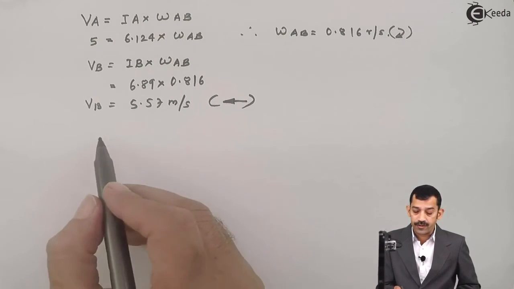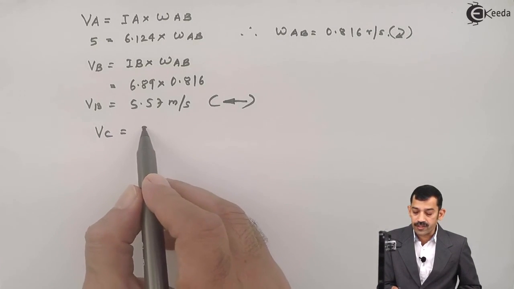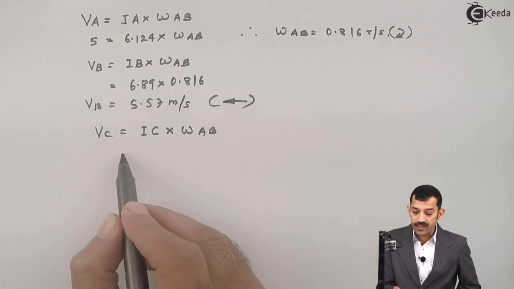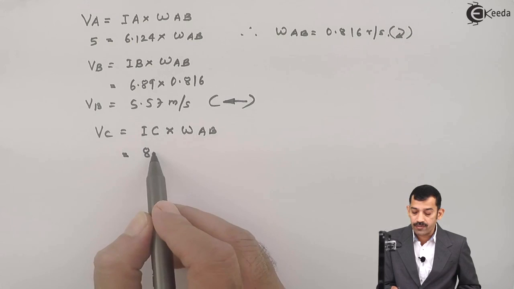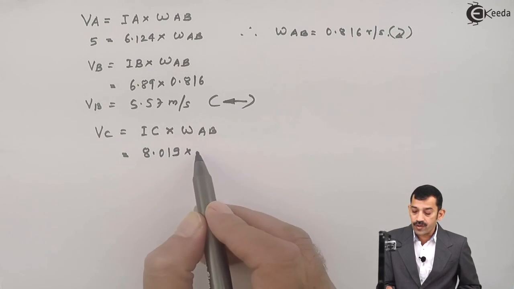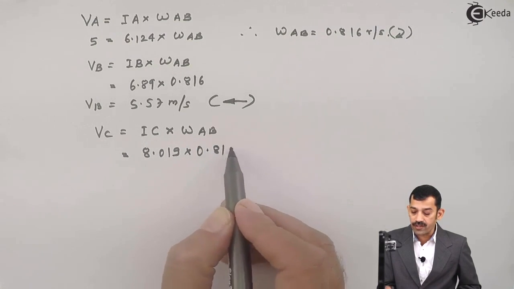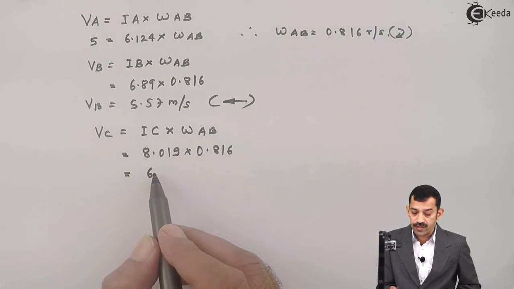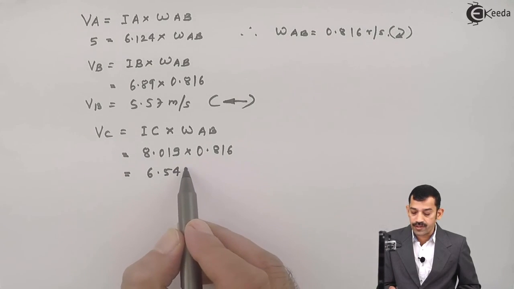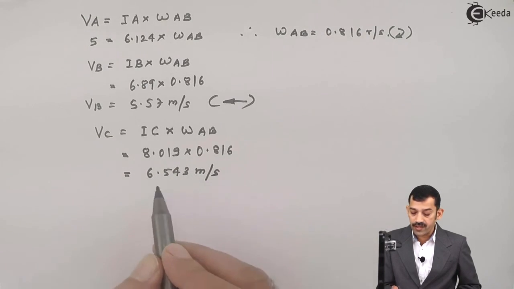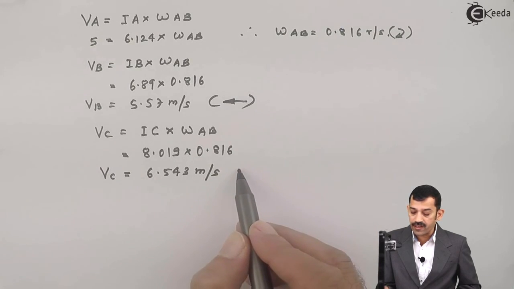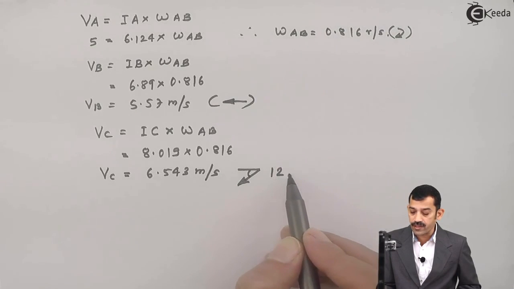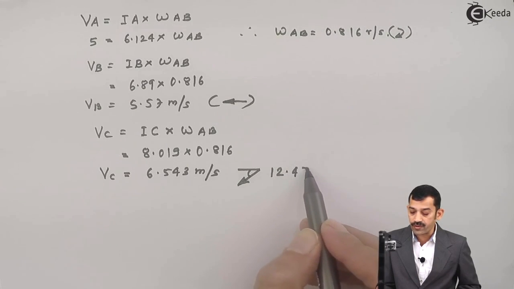Similarly, VC equal to its distance from center of rotation, which means IC into omega AB. IC length you have calculated, that is 8.019, will substitute here. Omega AB is 0.816 radians per second. Therefore, this VC comes out to be 6.543 meters per second. But this is not in horizontal direction, this is inclined to horizontal at some angle, and this angle you have calculated as alpha, 12.47 degrees.